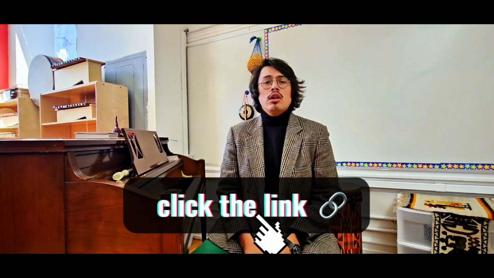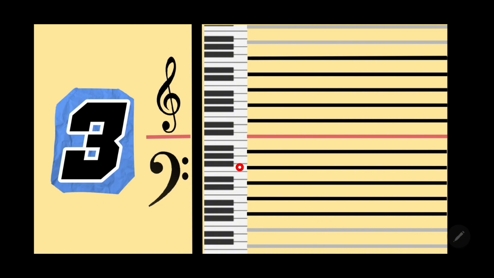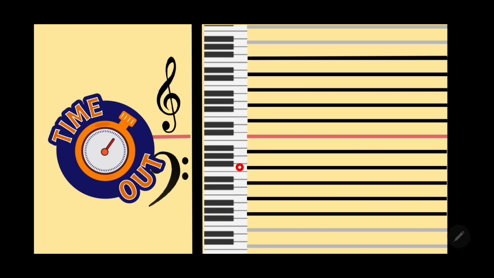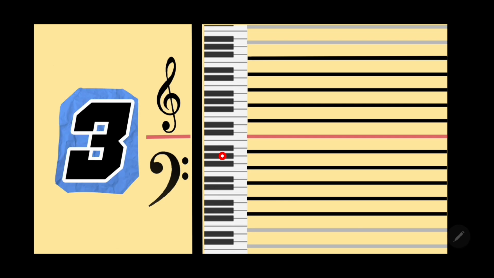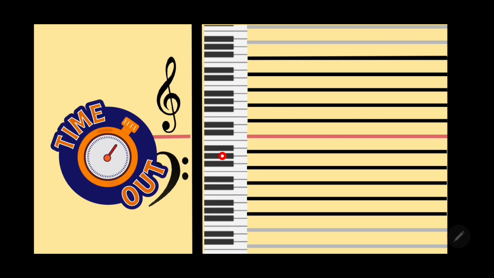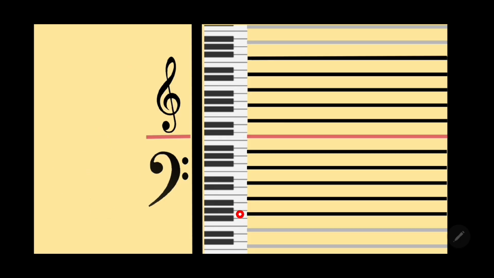Let's practice. In this practice session, you may print out the sheet music linked in the description and pause the video in order to follow along. If not, just use your imagination. Go up one tone and one semitone from the given key. Go up 3 tones from the given key. Go up 5 semitones from the given key.